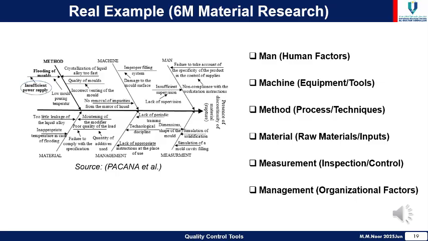This is a real example that I took from material research. They are using the 6M fishbone diagram. So the main categories for this 6M are human factors, and the machine is equipment and tools. The method is process and techniques. The material is raw materials or inputs. The measurement is inspection and control, and the management is organizational factors.